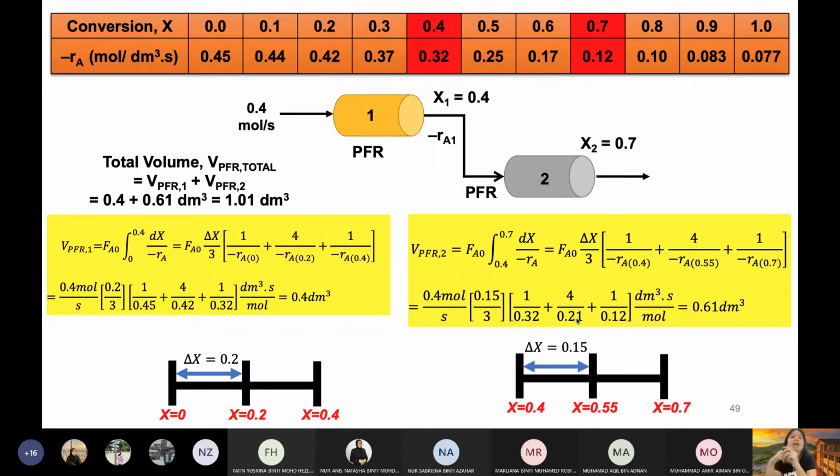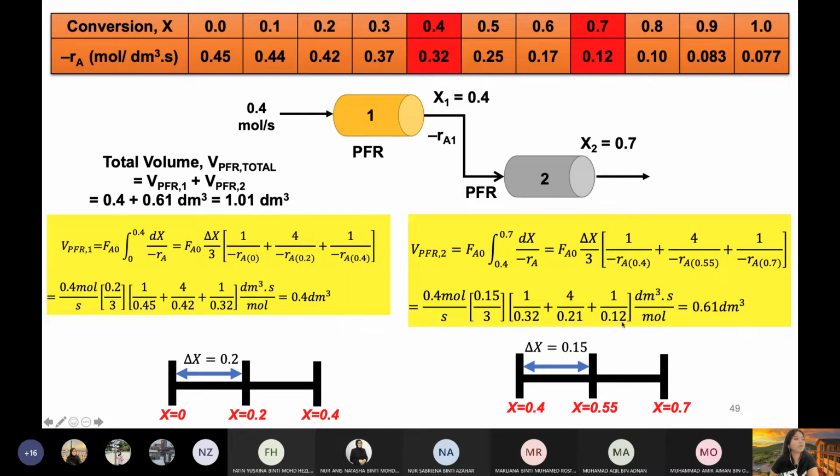Okay, but don't worry, this will not come in the test and exam. I have changed it, but in these notes I forgot to change it. I will make sure that you don't need to interpolate. The value will be given directly, you just read it from the plot or from the table. Okay, but in this case, I interpolated and I get at my X 0.55, my minus RA is 0.21. Plus 1 per minus RA at X2. So my X2 is 0.7, my minus RA is 0.12.